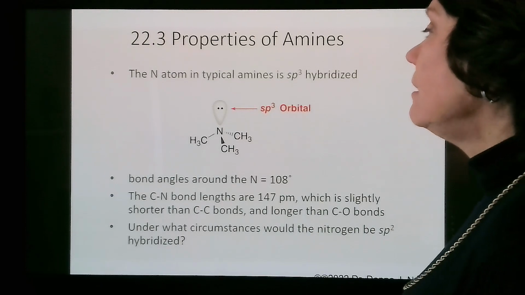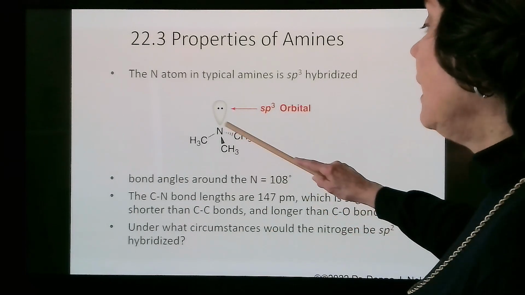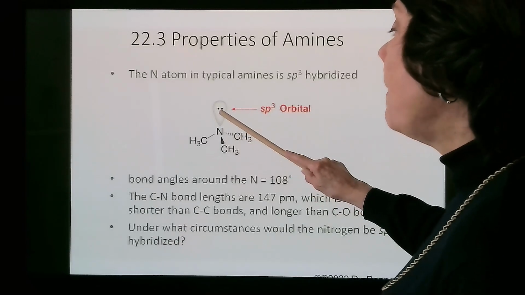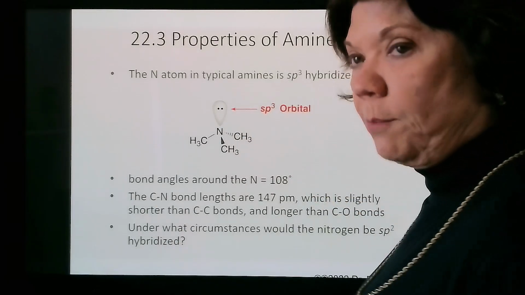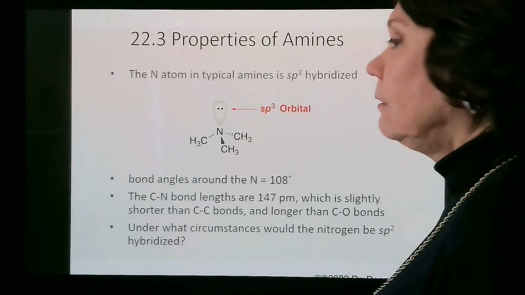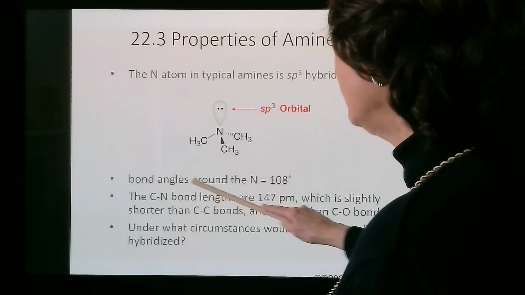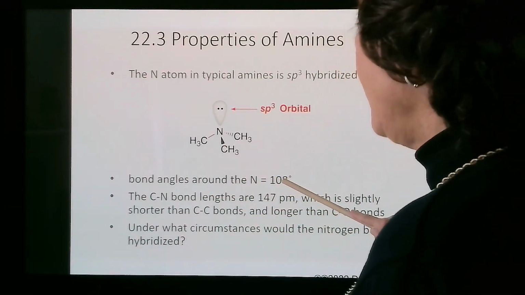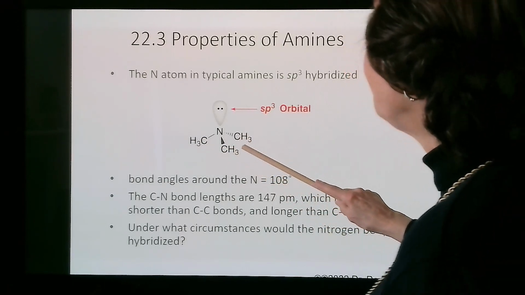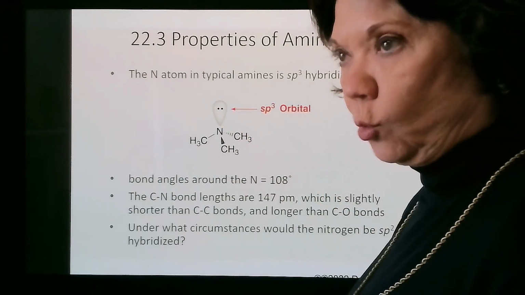Now, the properties of amines are sort of similar to those of alcohols because the molecule contains a highly electronegative atom bearing a lone pair. And so there are ways in which amines interact in the same way as alcohols, and we'll discuss those in just a moment. The bond angles around the nitrogen are about 108. Those will change slightly depending on the steric hindrance of the alkyl groups.